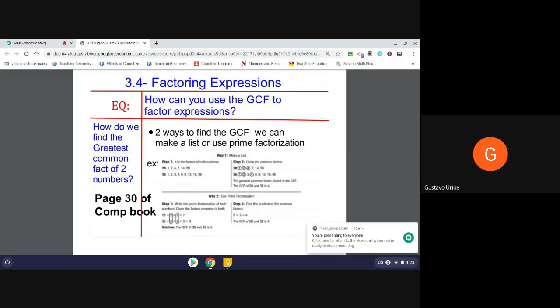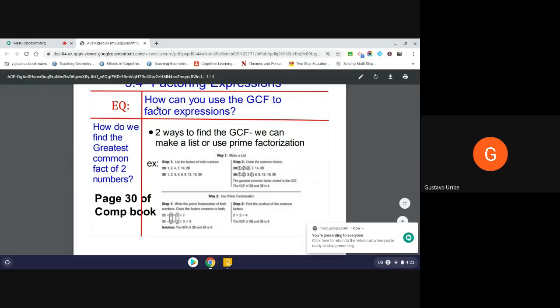We're going to go over 3.4 factoring expressions. Your essential question is: how can you use the greatest common factor to factor expressions? How do we find the greatest common factor of two numbers?